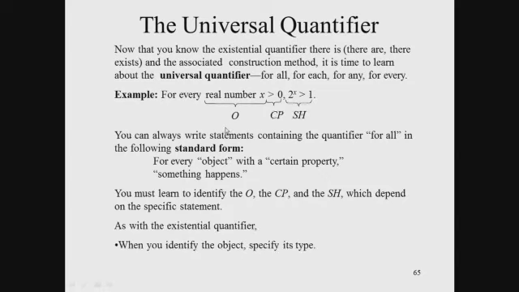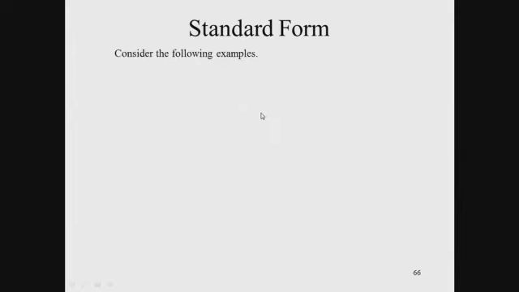As with the existential quantifier, when you identify the object, be sure to specify its type. In this case, a real number x; it could be a function, or could belong to some set. Identify the type of object. Also, some of these items in the statement can be implied from the context, missing altogether, or even out of order, as you're going to see in just a moment. Let's take a couple of examples to practice this.